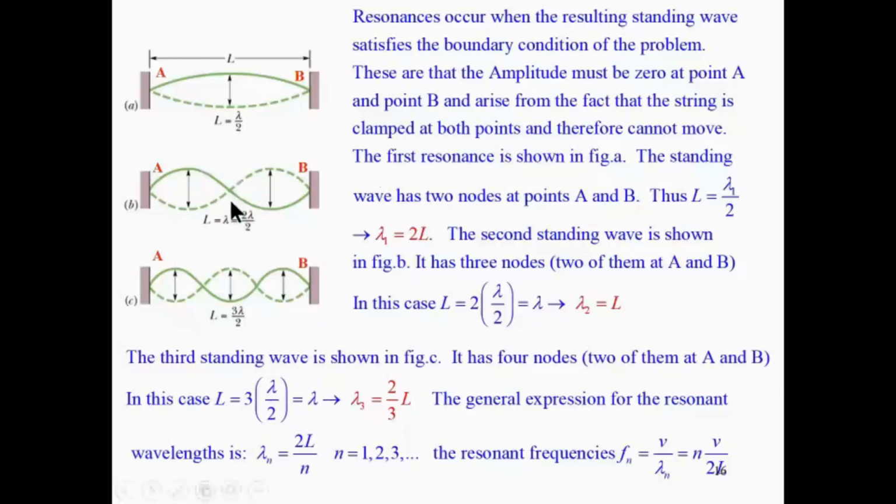For example, what would be the second harmonic? The second harmonic should satisfy this: the length has to be equal to a full wavelength, because it's half wavelength, then full wavelength. If L satisfies the full wavelength, then you get the second resonance, and then the third resonance, and so on. Also check out the animation video. And in short, these are the possible harmonics.